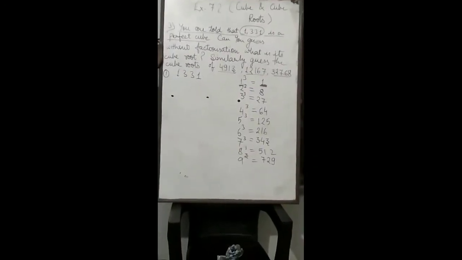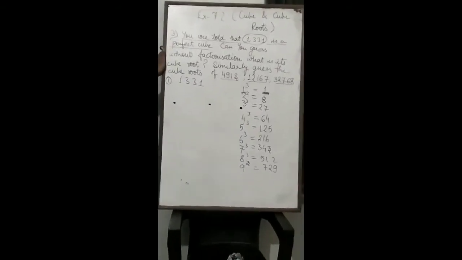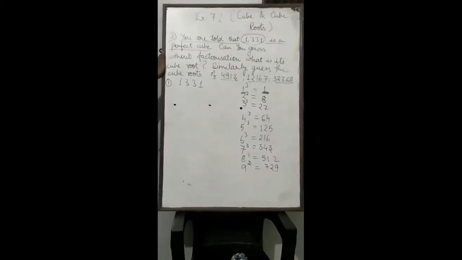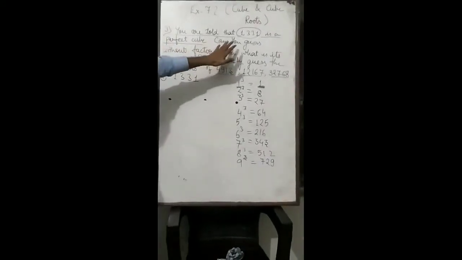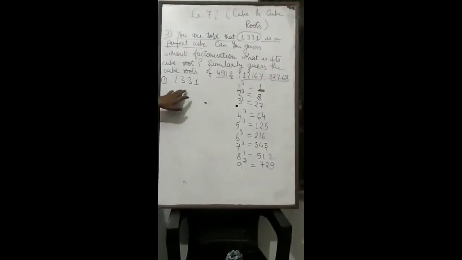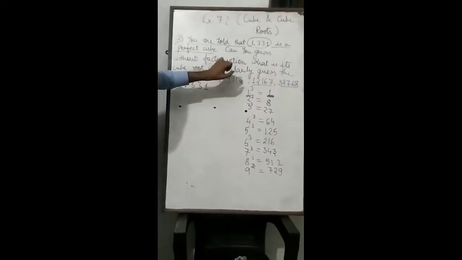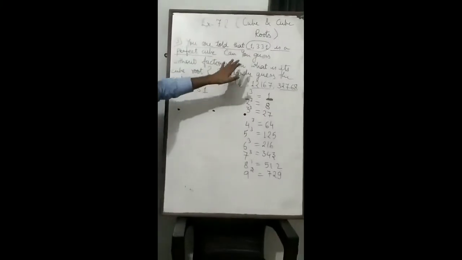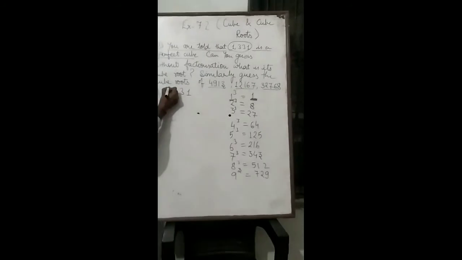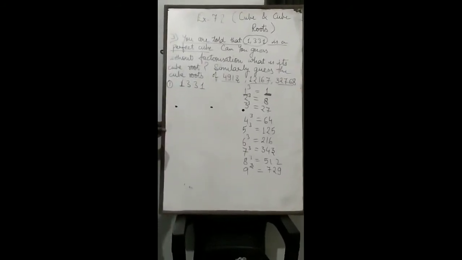Now students, let's see question number 3. Students, question number 2 you have to do yourself because this question is based on true false. So try to do it yourself. In question number 3, the question clearly tells you that 1331 is a perfect cube. But the question asks, can you guess without factorization? That means you can't do the factorization here. Without doing the factorization, you have to find out the cube root of 1331. Let's see how we will find it.